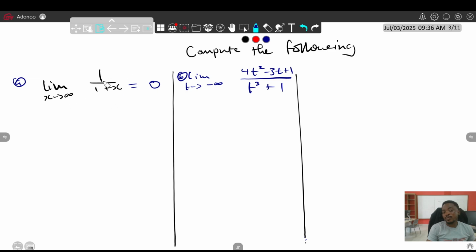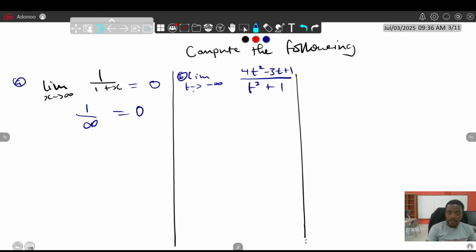Okay, so let's look at these ones too. So this is quite simple. We have seen this in the previous example. Here, if x approaches infinity, you realize that this expression will continue to reduce, and this entire function will go to 0. So this becomes 1 over infinity, which moves to 0.